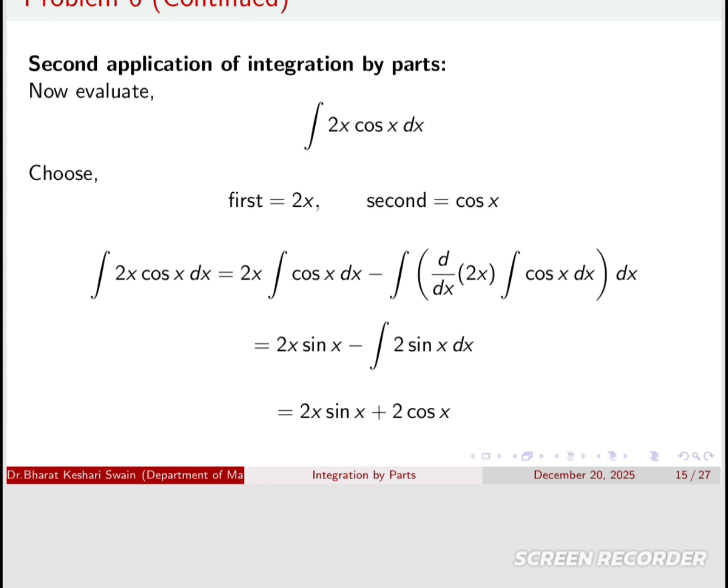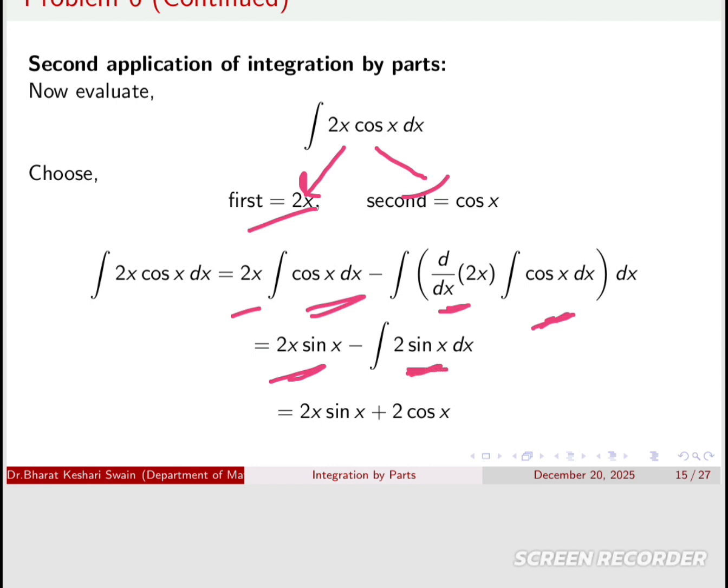Integration of 2x cos x dx. Same thing: this is your algebraic first function and this is your trigonometric second function. Again, use your by parts rule: first into integration of cos x, then derivative of 2x, integration of cos x. Integration of cos x is sin x, so 2x sin x minus derivative of 2x, which is 2, into integration of cos x, which is sin x, so integration of 2 sin x.